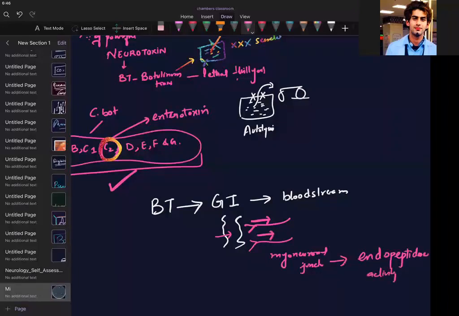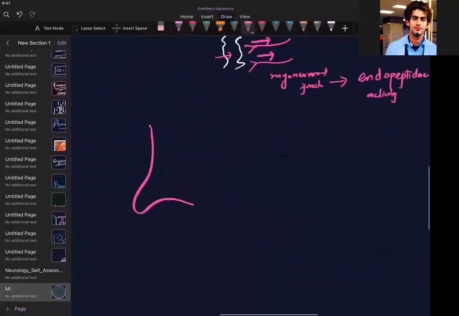Endopeptidase activity. This endopeptidase activity will cleave. Do we remember the production of acetylcholine? I have taught you acetylcholine production in the basics of physiology. So you were producing acetylcholine from the cholinergic nerve fibers. Do we remember? But this acetylcholine will not be allowed to release by this toxin.